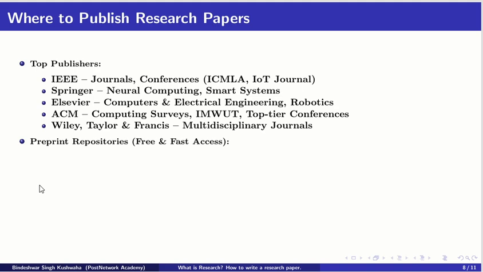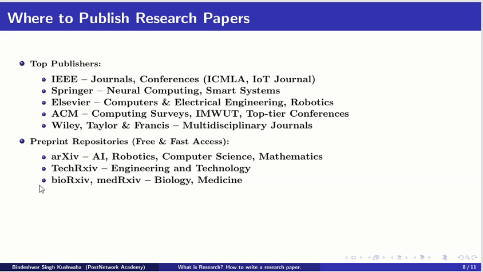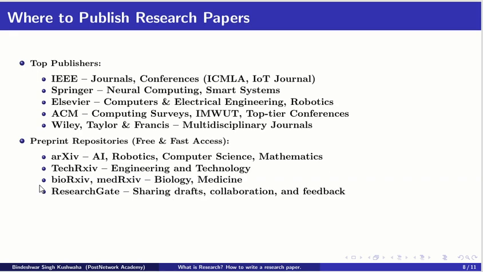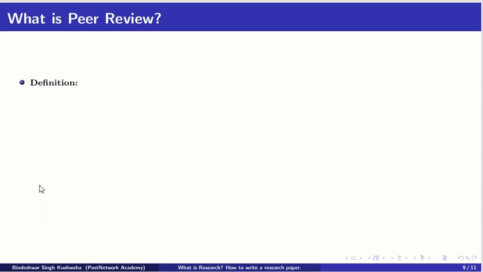And also there are preprint repositories. So if you are newer, you can publish here, it will not take much time. arXiv for AI, robotics, computer science, mathematics; TechRxiv for engineering and technology; bioRxiv and medRxiv for biology and medicine. ResearchGate is also a preprint repository. For conferences you can target IEEE ICMLA, ACM and others as examples.